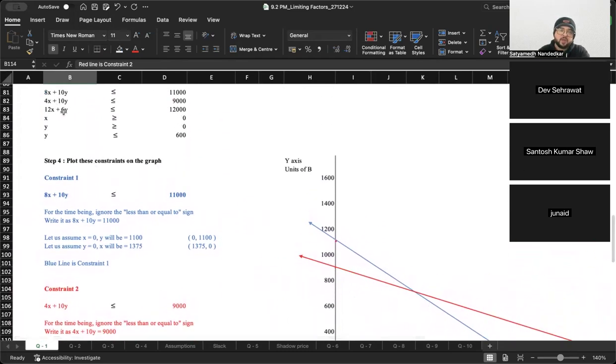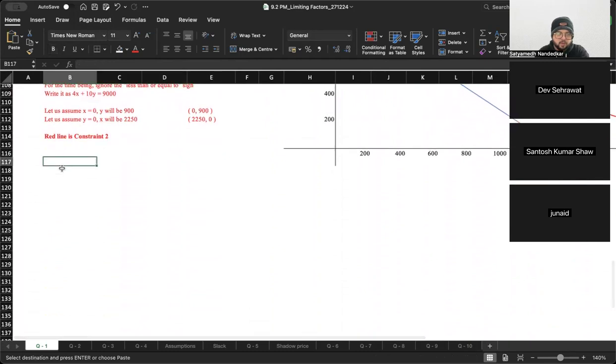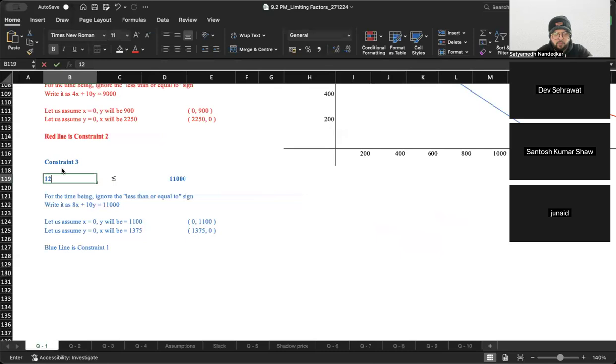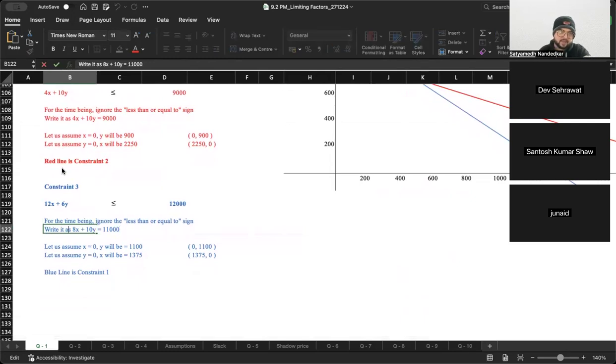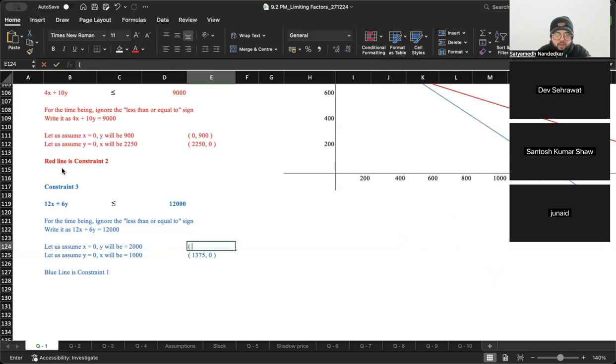अब constraint 3 को प्लॉट करेंगे, 12x plus 6y is less than or equal to 12,000. For the time being, let us ignore the less than or equal to sign. Write it as 12x plus 6y equal to 12,000. Now, let us assume x is equal to 0, y will be 2000, and let us assume y equal to 0, x will be 1000. So, my coordinates will be 0, 2000 and 1000, 0. This is my ordered pair.